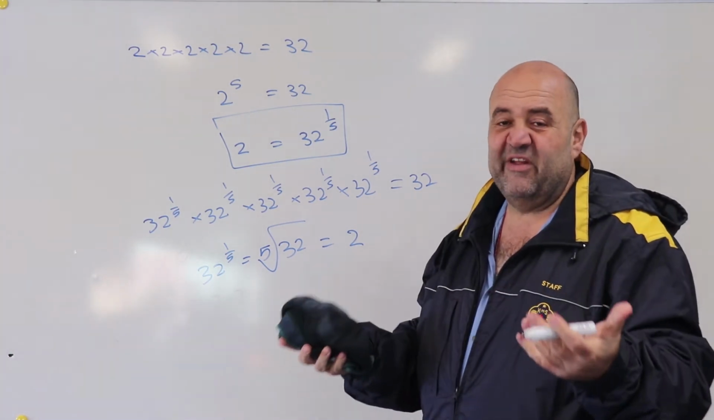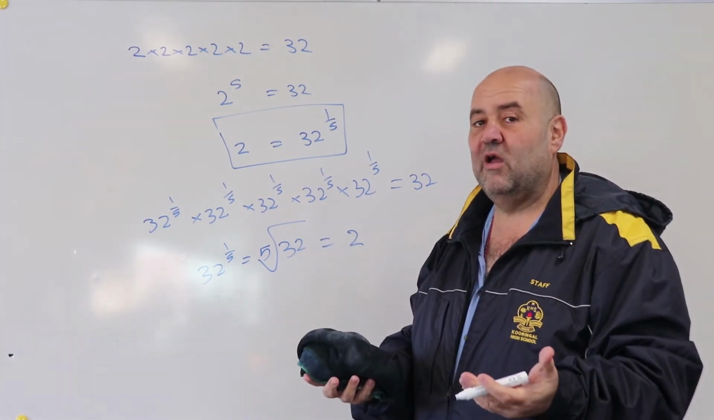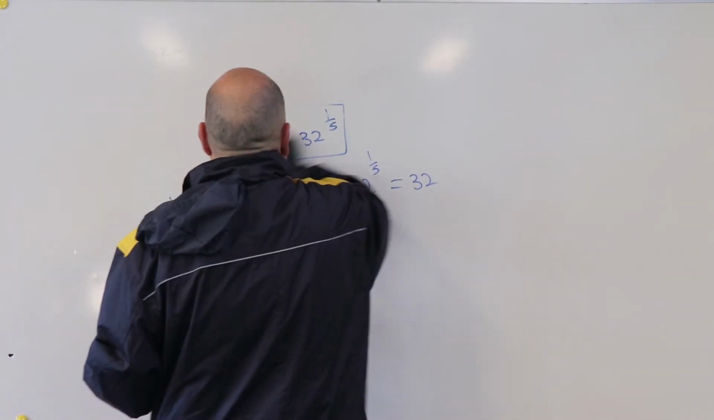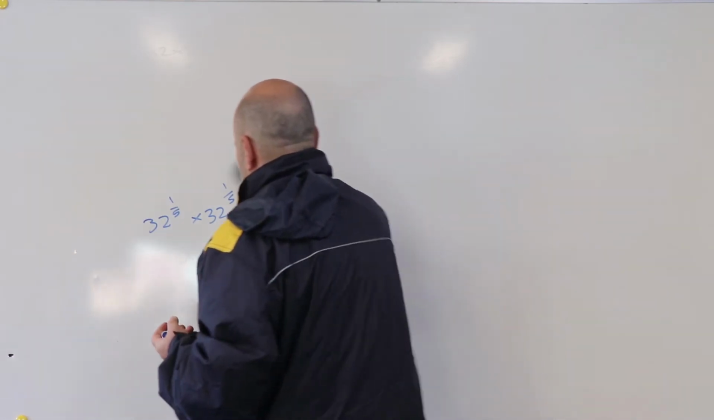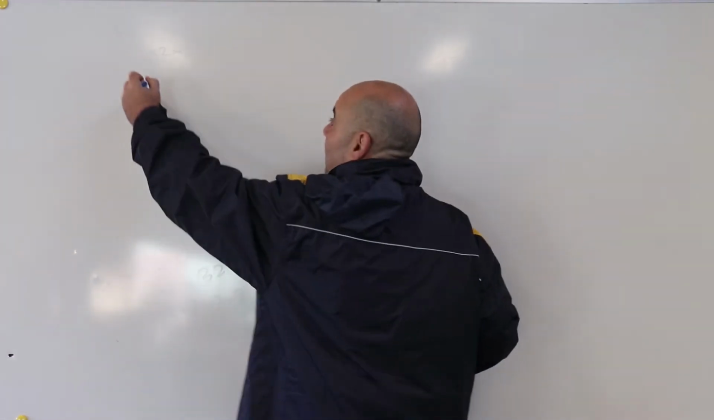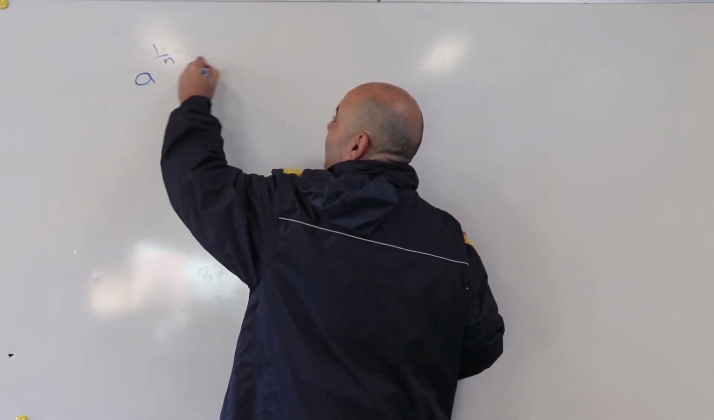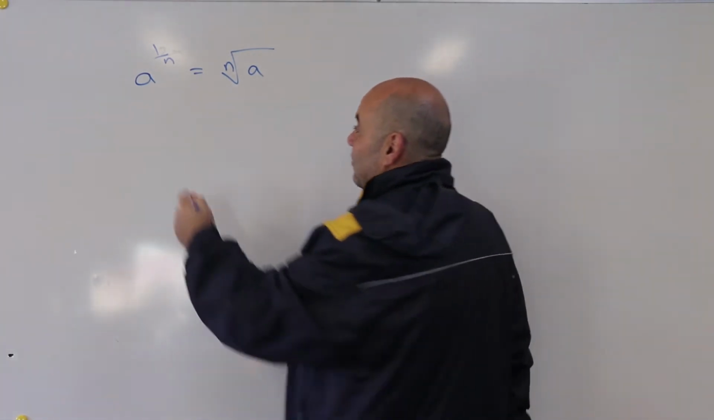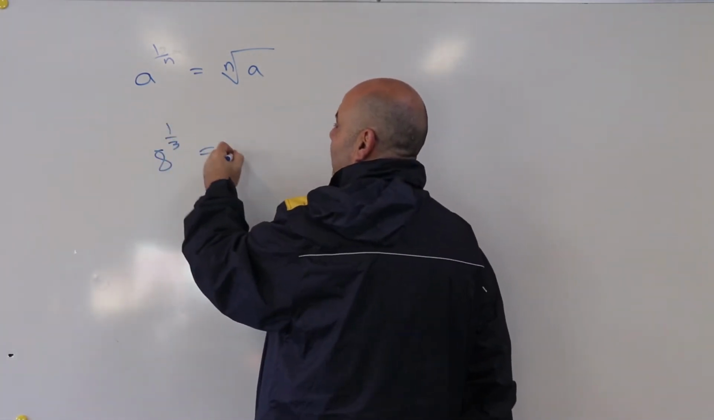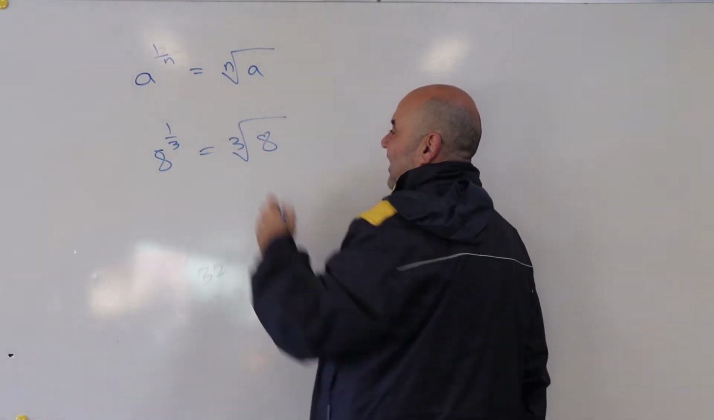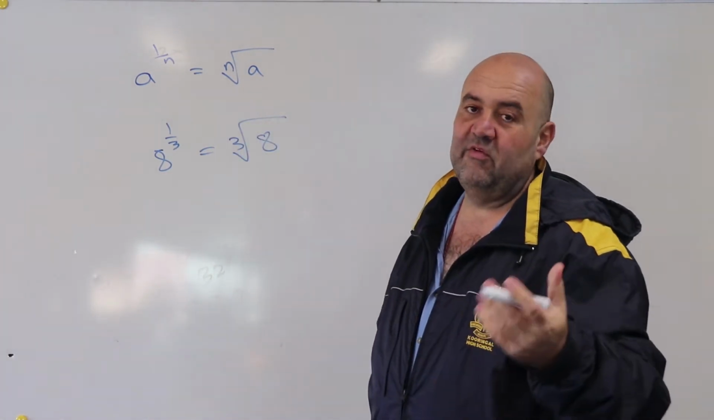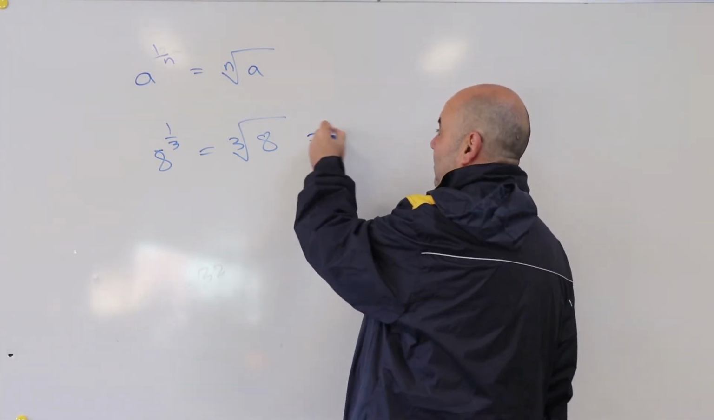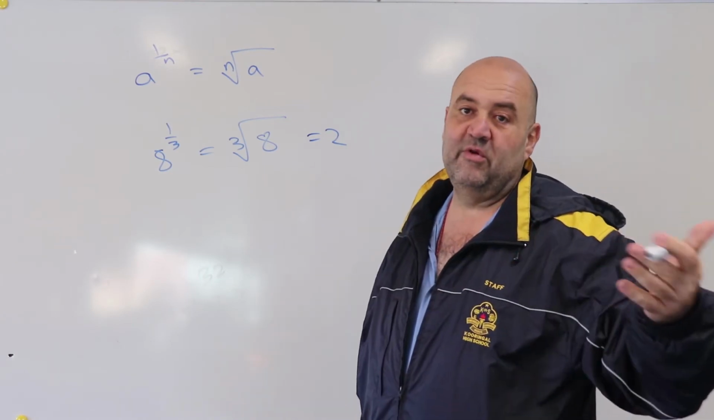Well, we can express that. We can stick that into a rule or a law, if you like, and that law is what I had up before. A to the power of 1 on n is the nth root of A. So, for example, 8 to the power of 1/3 is the cubed root of 8. If you're thinking about it, the cubed root of 8, what number multiplied by itself 3 times equals 8? It can equal 2. 2 times 2 times 2 equals 8.